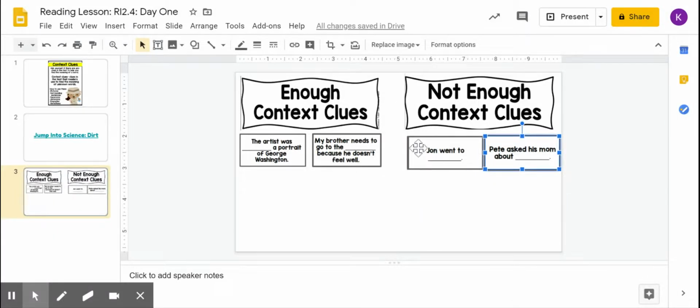All right, guys, so this is it for our little lesson today. You're going to practice on your own now using context clues to identify the meaning of unknown words.